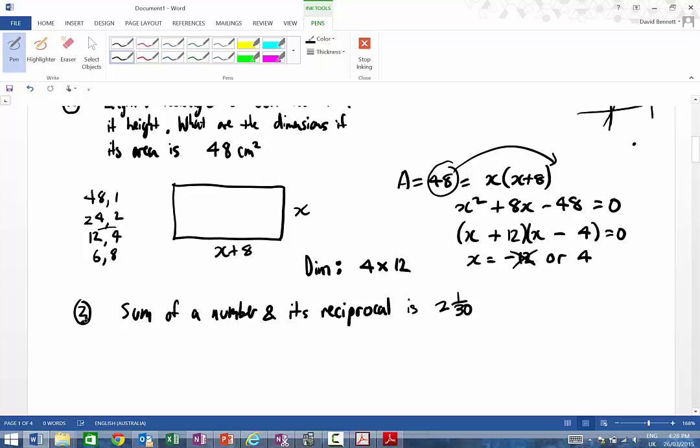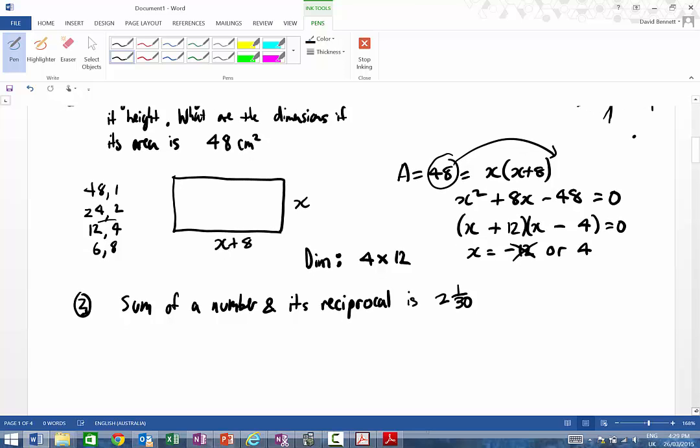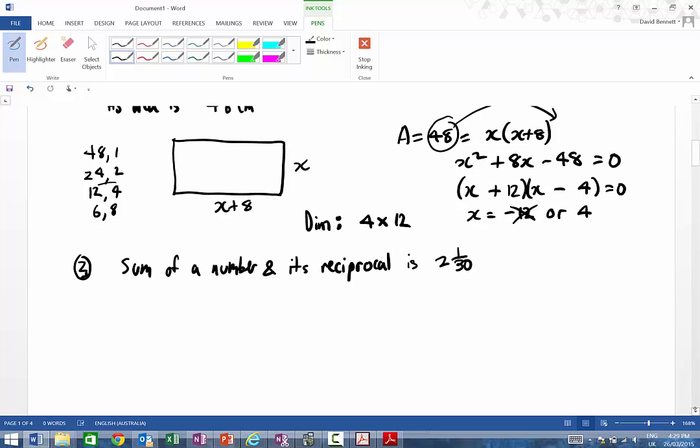Again, you could probably solve these without actually using quadratics, but quadratics allow you a process where you don't have to think about it and you can apply a formula, and that's a really useful thing to do in mathematics, especially when the equations become harder and the problems become harder. So this is about building some skills up. Sum of a number and its reciprocal is equal to that value there. So we'll call the number x, and obviously its reciprocal is going to be 1 over x.